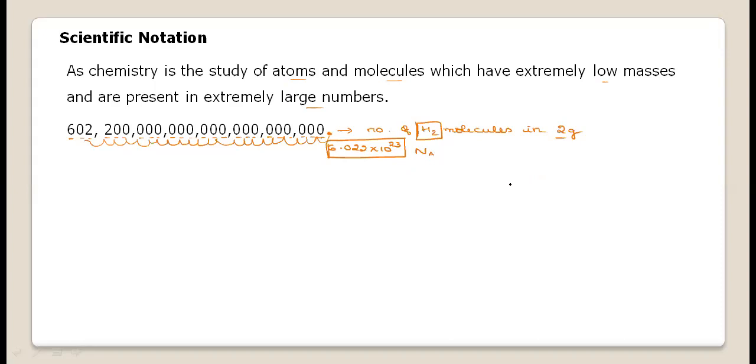So like this, if you take any particular constant values or the mass terms or the number terms, if you see in the subject, it is represented in this form. Now this kind of representation is called scientific notation. We cannot always write such huge numbers by counting the number of zeros and all. Hence there should be a proper notation which is used to represent such huge numbers.